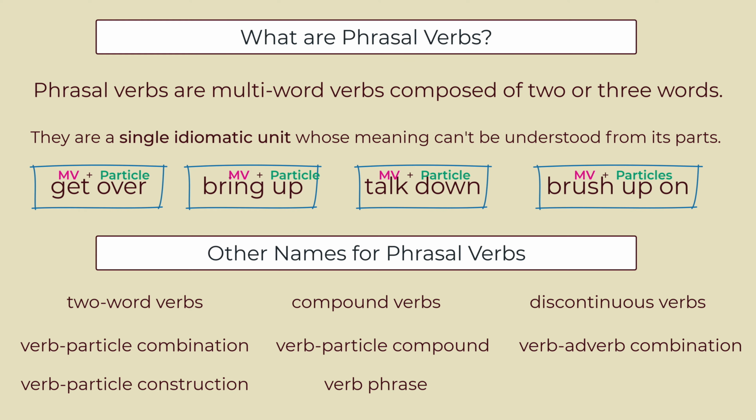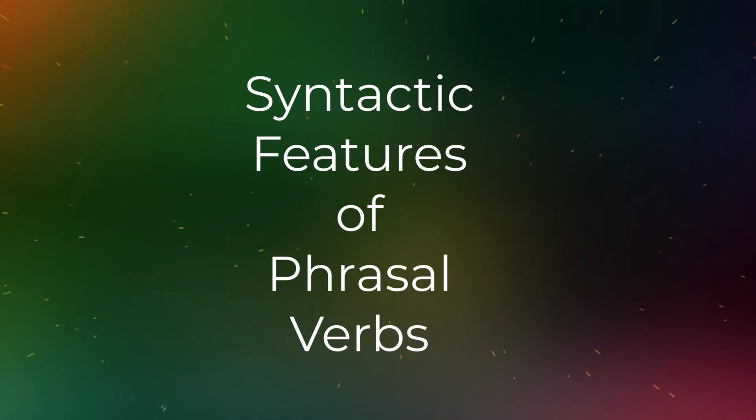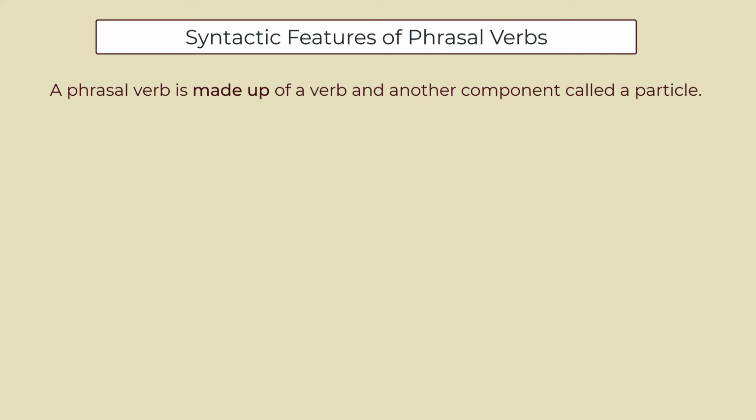Sometimes a type of phrasal verb will have 3 parts: the verb, the particle, and a preposition, and these are called phrasal prepositional verbs. We'll also look at these as we go on with the lesson. Let's look at the syntactic features of phrasal verbs. A phrasal verb is made up of a verb and another component called a particle.